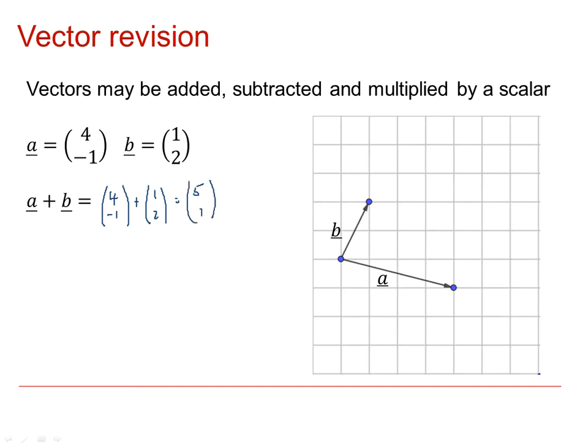Now if we indicate on the diagram, if I mark in a vector which is equal to B at the arrow end of A, then this is equivalent to B, and A plus B is given by the vector which goes from the start to the end, and you can see that is (5, 1).